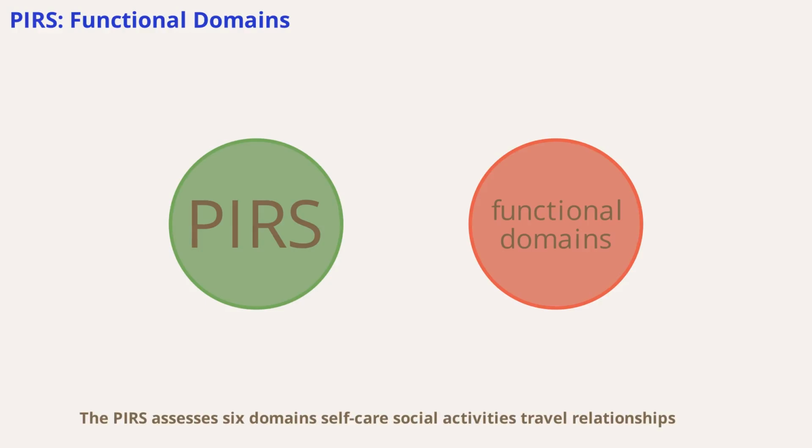PIRS assesses 6 domains: self-care, social activities, travel, relationships, concentration, and employability. Each domain is graded from 1, no deficit, to 5, totally impaired, with detailed descriptions for each level. This approach captures the impact of mental disorders on daily life, ensuring that ratings reflect real-world limitations, not just symptoms.